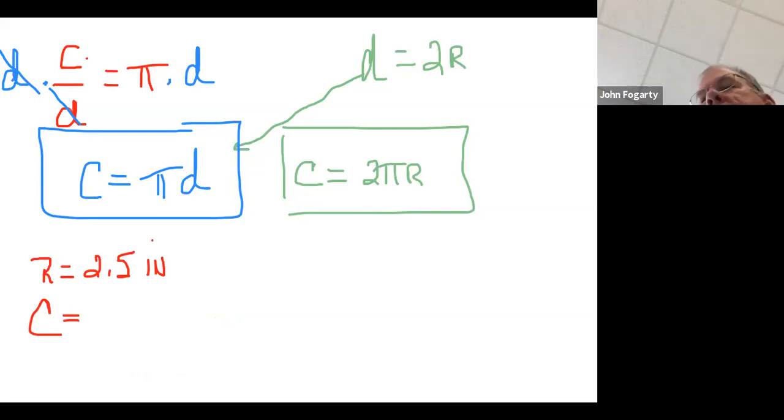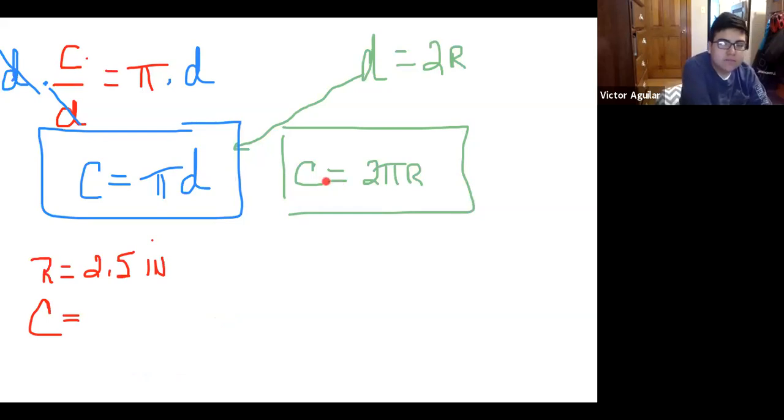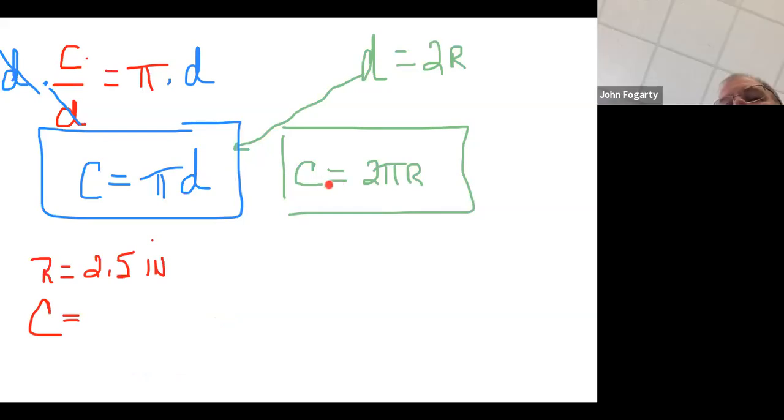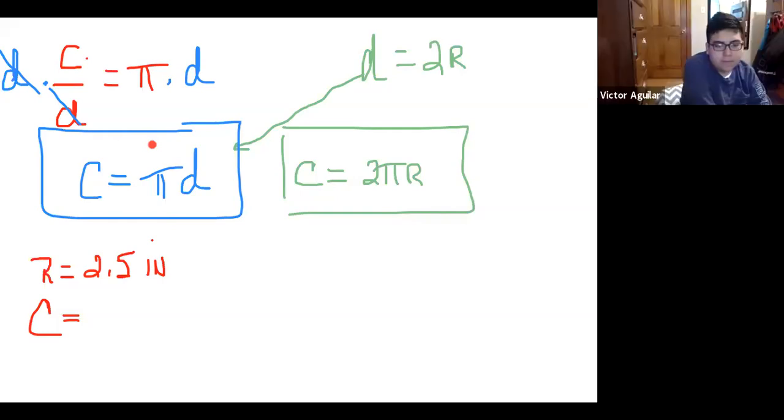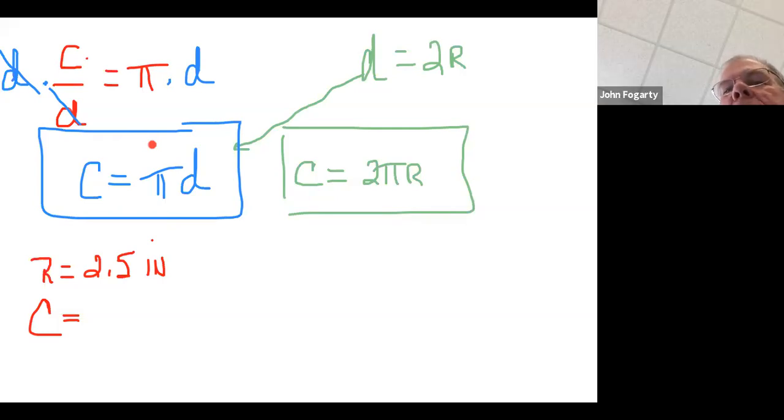Anybody want to try and give me an answer? Which of these 2 formulas do you want to use? The second one. You can use the one on the right. If you wanted to use the other one, what would you have to do first? If you know the radius, do you know the diameter? Yes, because it's 2 times the radius. But we're not going to do that. We're going to use this one here.